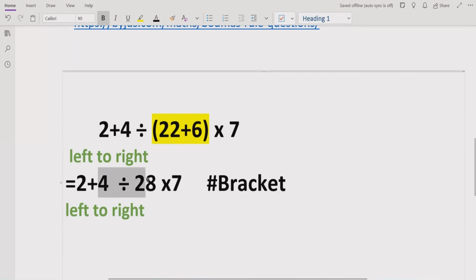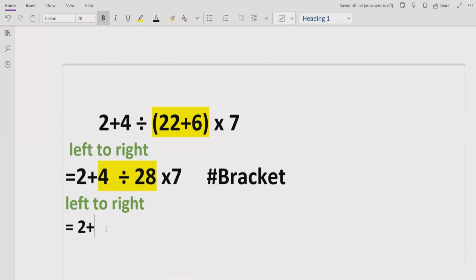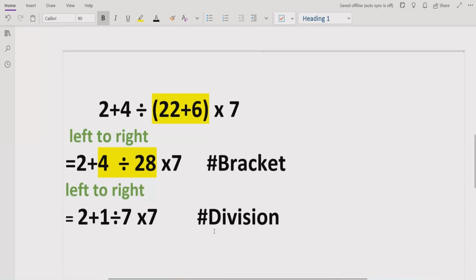Going left to right, we have division first, so we solve this part first. We write 4 divided by 28, and we get 1 divided by 7, multiplied by 7. So here we solved the division first. And now we will move forward, again left to right.